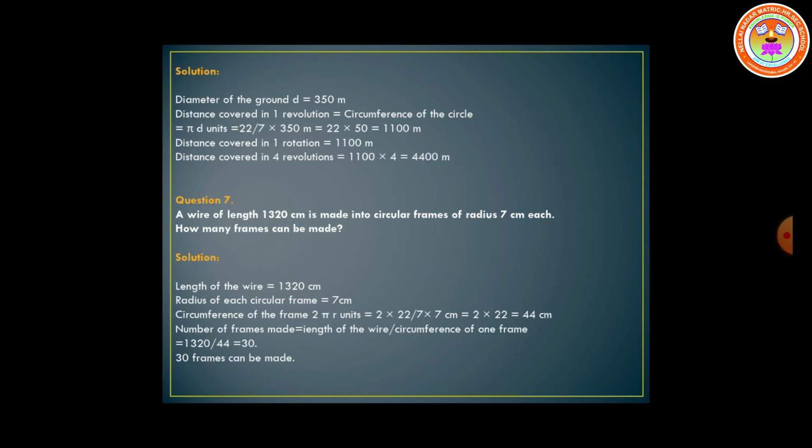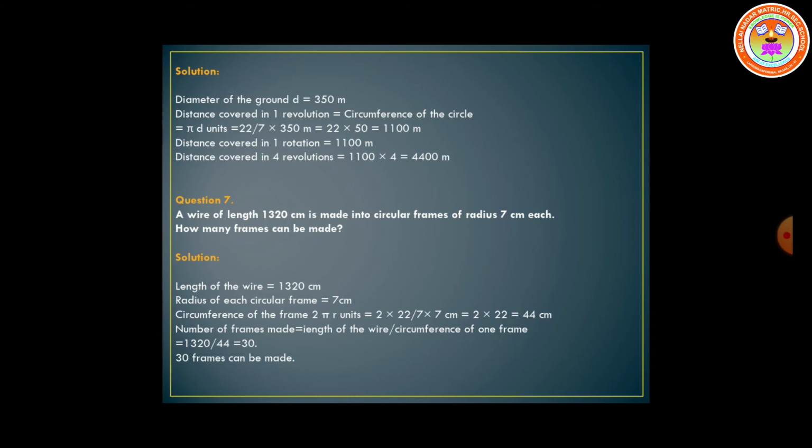If the radius is given, how do you find the circumference of the circle? It's a 2 pi r units formula. Circumference of the frame is equal to 2 pi r units. 2 into, instead of pi, you have to put 22 by 7 into 7 centimeter.